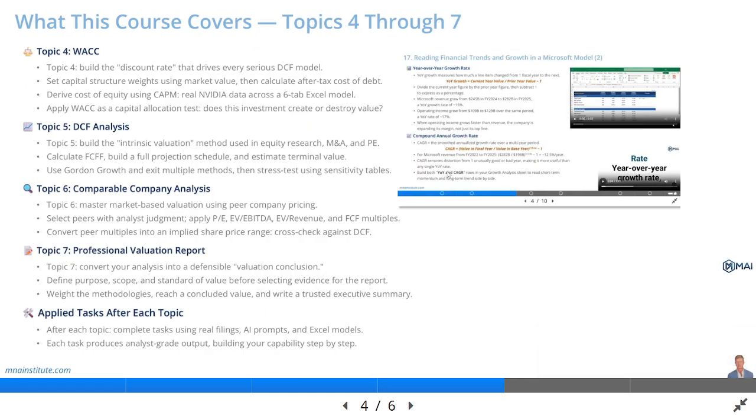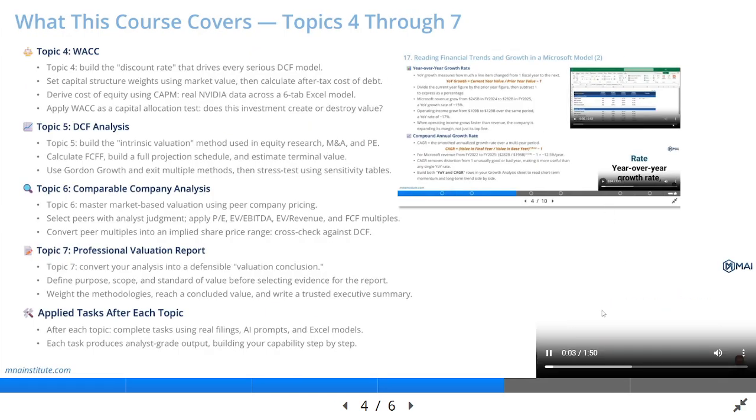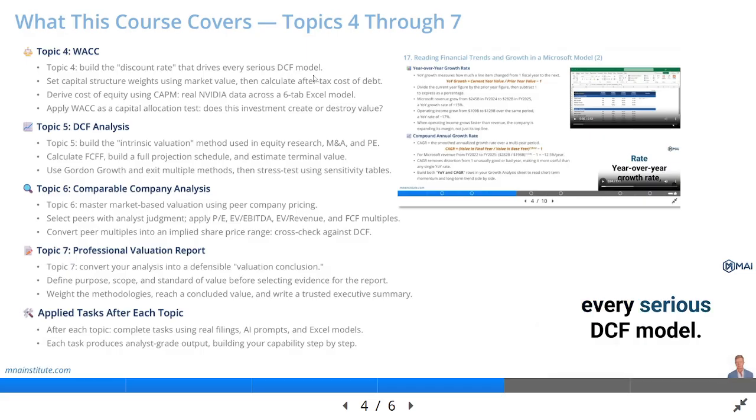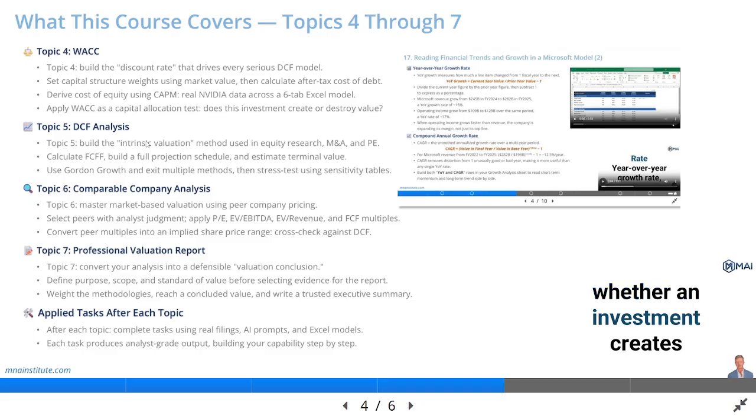What this course covers. Courses 4 through 7. In Course 4, WACC, you will build the discount rate that drives every serious DCF model. You will set capital structure weights using market value, calculate after-tax cost of debt, and derive cost of equity using the capital asset pricing model with real NVIDIA data across a 6-tab Excel model. You will then apply WACC as a capital allocation test to judge whether an investment creates or destroys shareholder value.